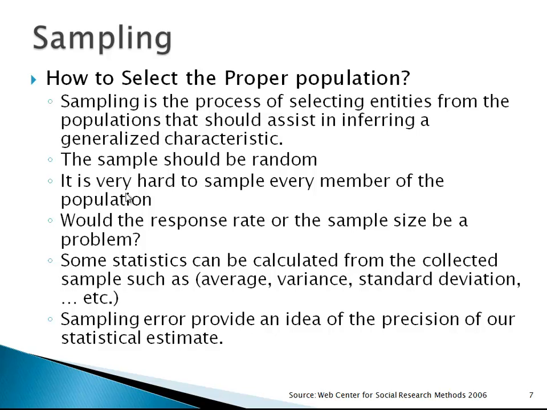Also, we need to see what the response rate of the sample or the sample size would be in the area. If the sample size is a problem and does not infer about the population, then we need to know how to deal with that and collect the proper information. Some statistics can be calculated from the collected sample, such as average, variance, and standard deviation, and that's the purpose of collecting that sample. And also, sampling error can provide an idea of the precision of our statistical estimate.